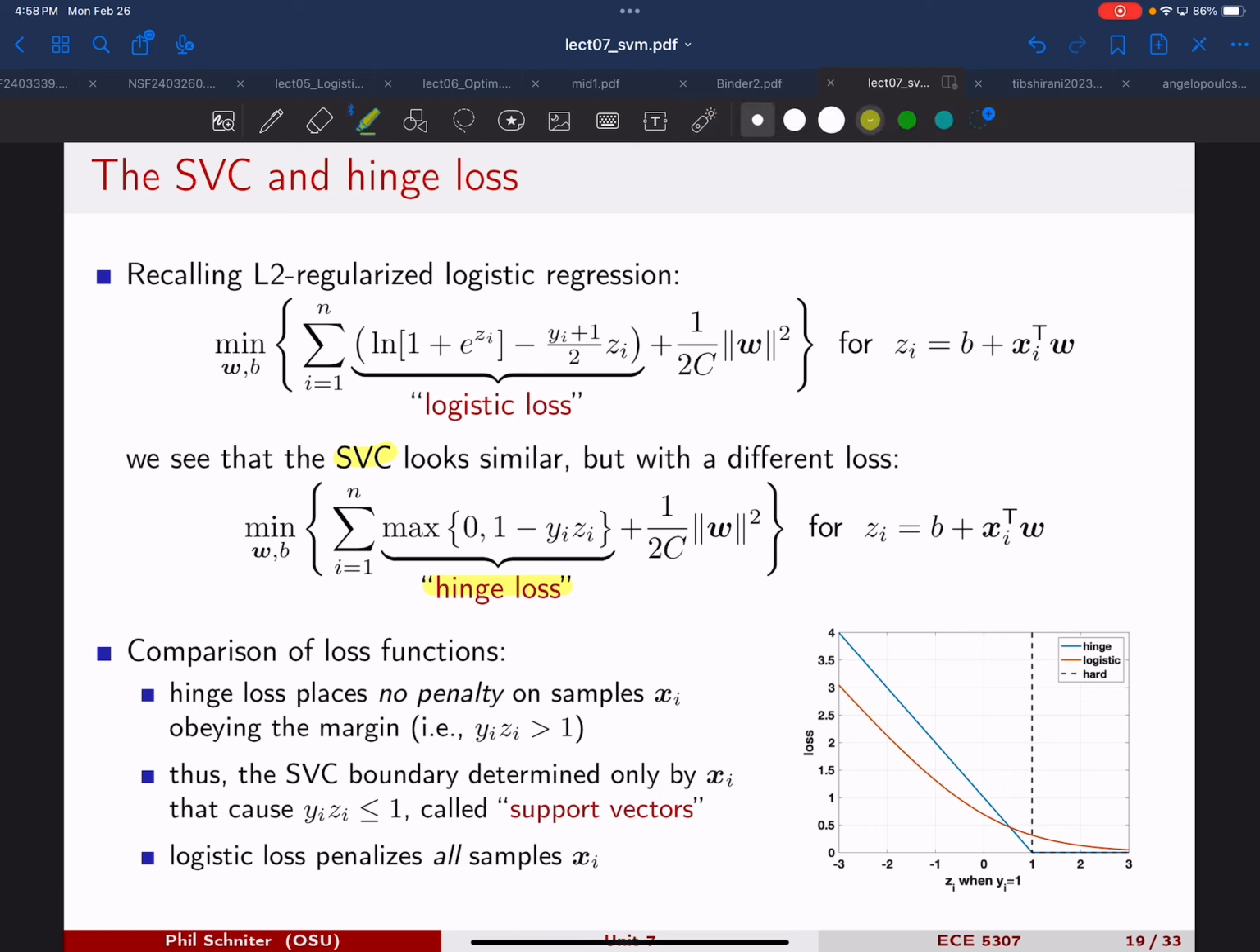Okay, so here again, we see this notion of support vectors. The logistic loss penalizes all samples. SVC only penalizes the support vectors. Okay, any questions about this?